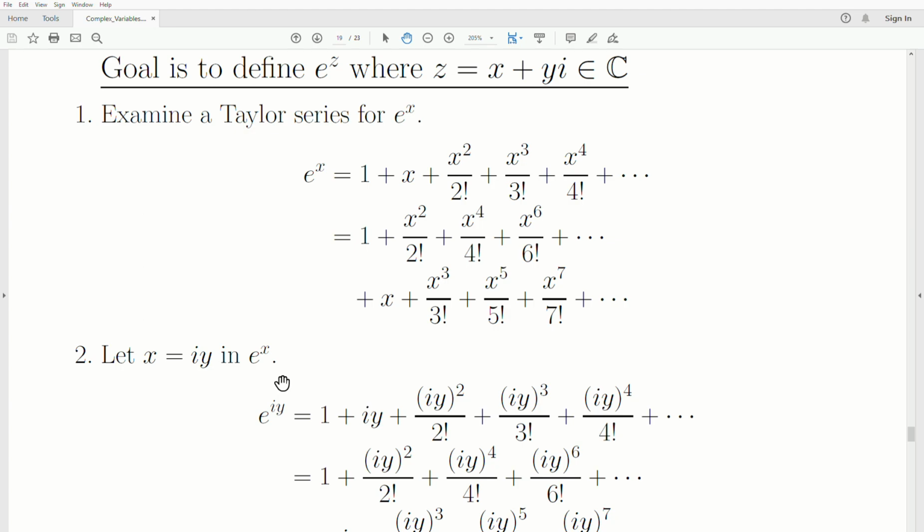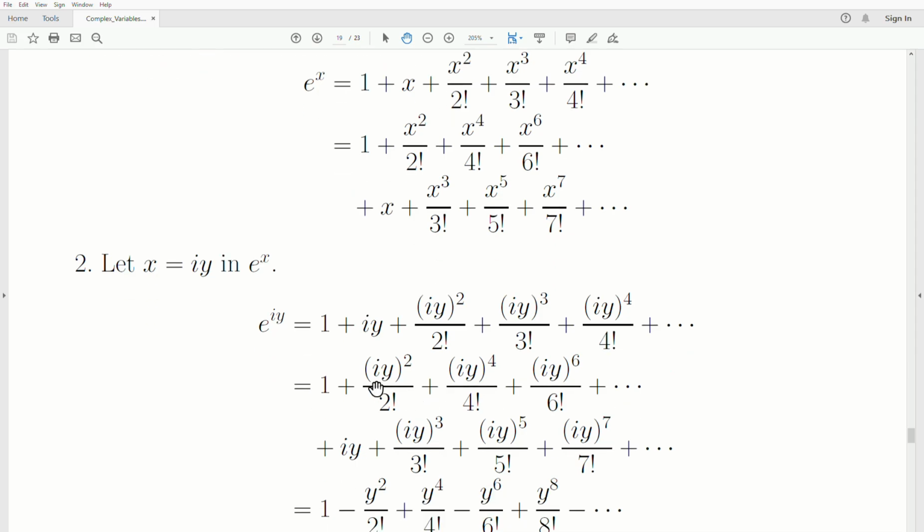So now what we do is let's replace x with iy, where i is an imaginary number, in e to the x. So e to the iy. So that means you put in iy wherever there's an x. So this line becomes here, right? We're just putting iy. But then we separate them into the even exponents and odd exponents, right?